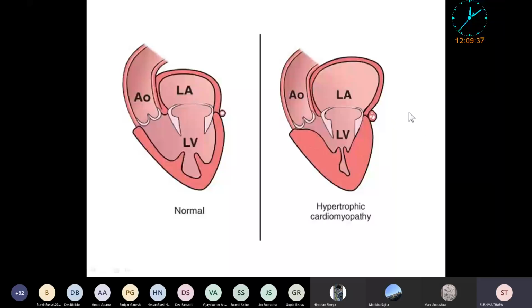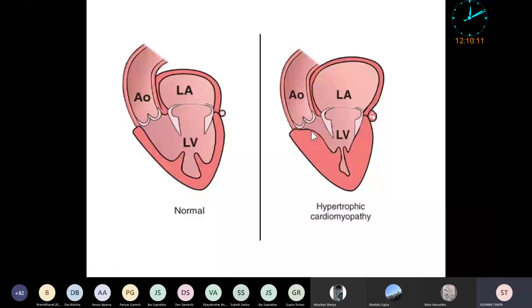In hypertrophic cardiomyopathy, the cardiac muscles are massively hypertrophied, and so there is diastolic dysfunction. It cannot relax. Only contraction is there. Since it cannot relax, there is diastolic dysfunction and the filling is not there. The amount of blood coming from the left atrium to the left ventricle is reduced. It cannot accommodate more blood.